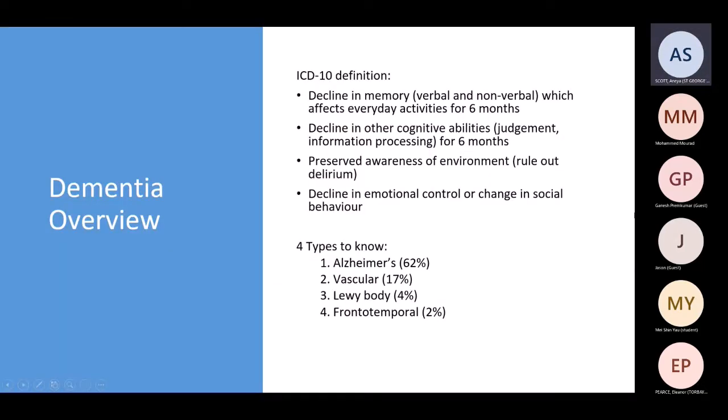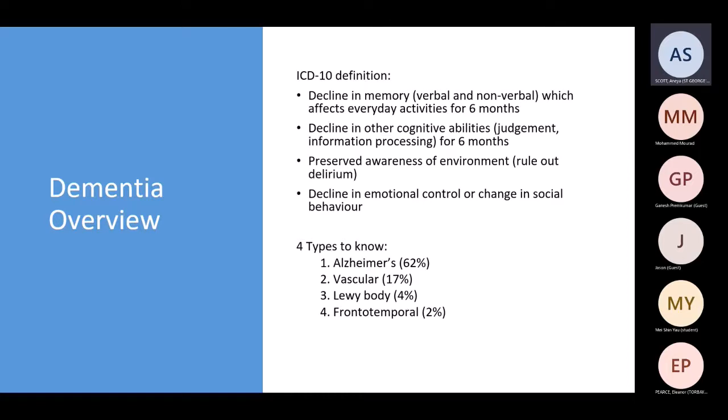And going on to dementia a bit more. So dementia is a decline in memory which affects everyday activities for at least 6 months. It's also a decline in other cognitive abilities. They remain having this awareness of the environment, so that's what differentiates it from delirium. And they can have a decline in their emotional control or a change in social behaviour as well.